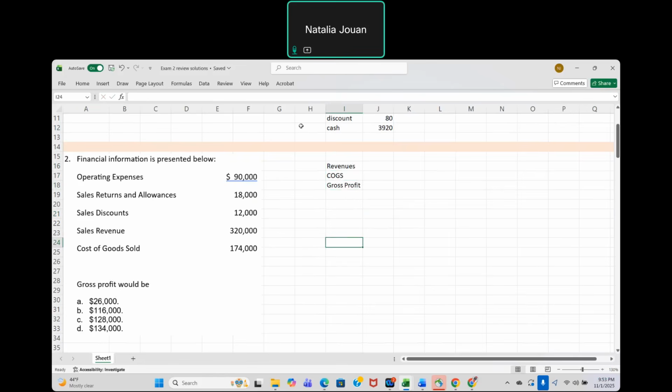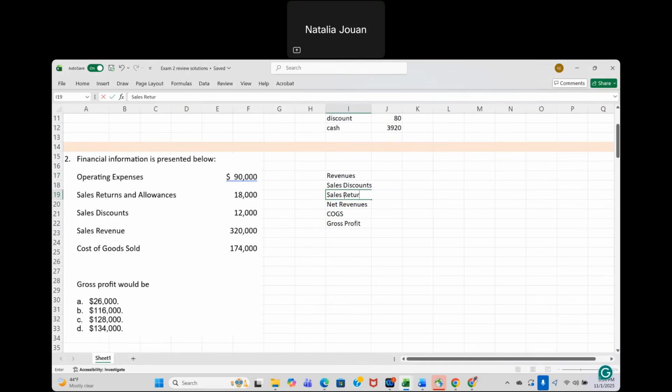So let's see how we're going to get revenues. All right, so we have a little bit of adjusting to do because we have sales discounts and we also have sales returns and allowances. So what are we going to do? We're going to pull this down a little bit here. Okay, we can call this net revenues. And let's start at the very top with gross revenues. Okay, so we have revenues. Let's assume that is gross revenues. We're going to subtract the sales discounts. And we're going to subtract the sales returns.